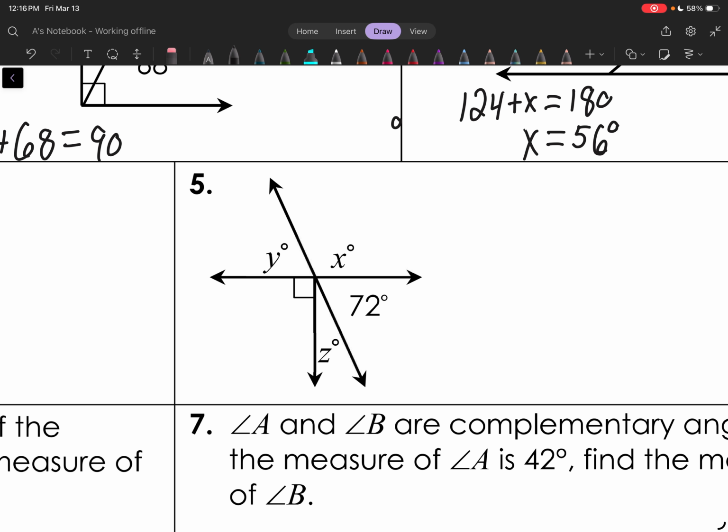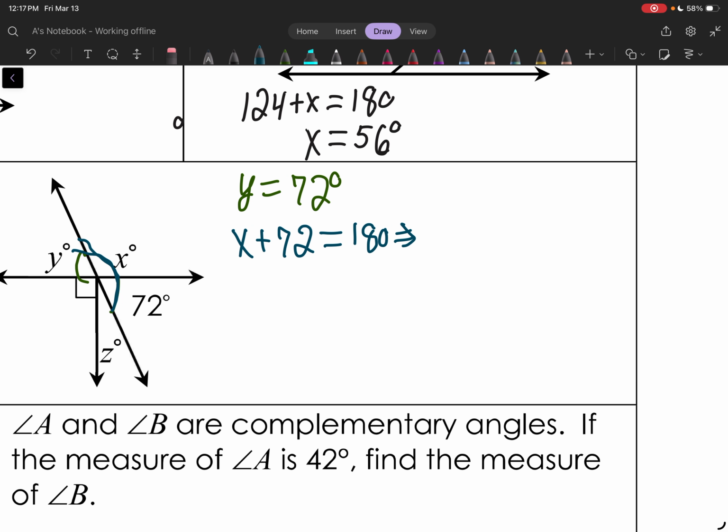For number 5, we can see y and 72 are vertical. Therefore, y is equal to 72 degrees. They're congruent. We can also see that x and the 72 form a linear pair. Therefore, x plus 72 equals 180. This tells me x is going to be equal to 108.